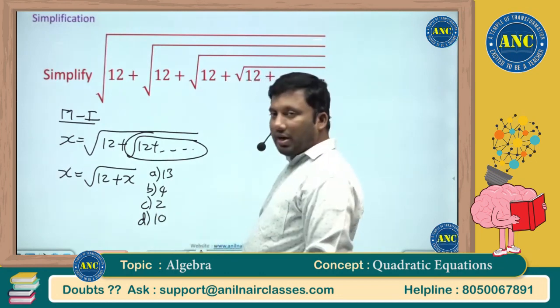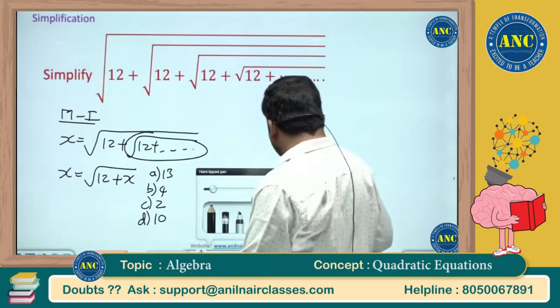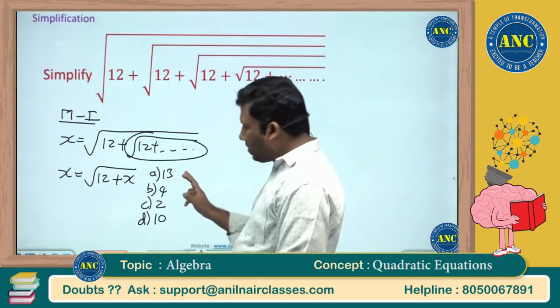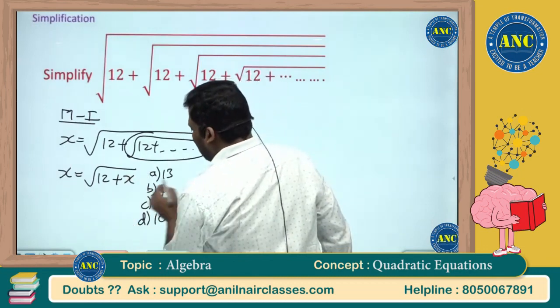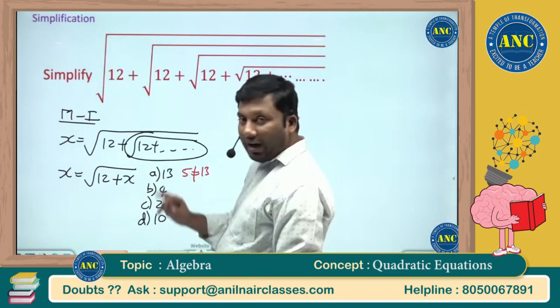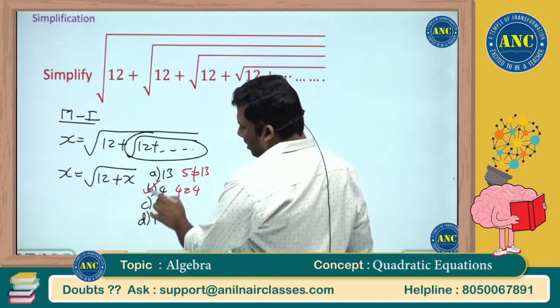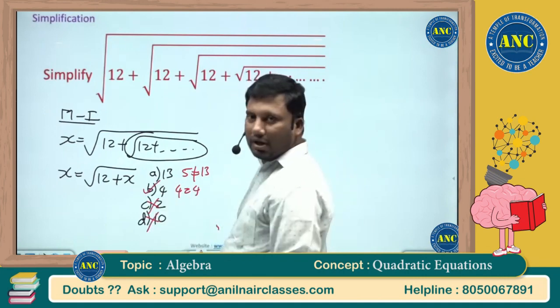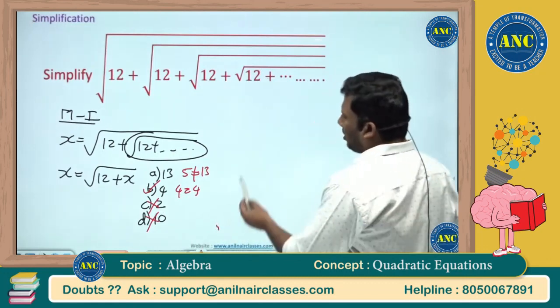13, 4, 2 and 10. Suppose I take 13. 13 plus 12 is 25. Root 25 is 5. Is 5 equivalent to 13? No. 4. Is 4 equivalent to root of 16, which is 4? Yes. So this cannot be, this cannot be. This is one way, just by substitution you will get it.